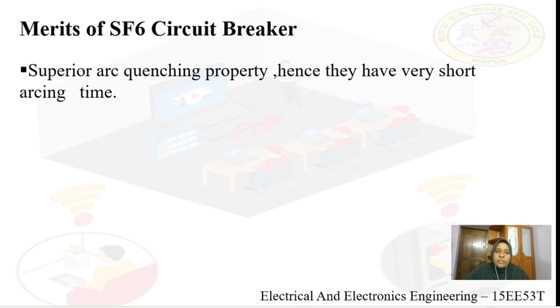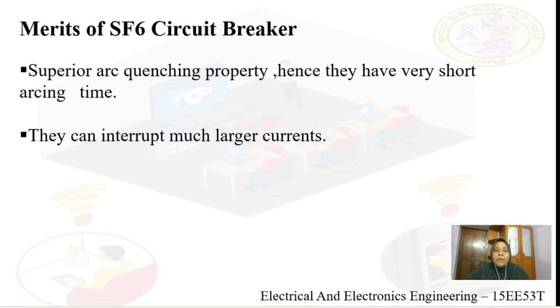Once they have a superior arc quenching property, the arc will not stay there for a longer time. So the arcing time will become very small when compared to oil circuit breakers or air circuit breakers. SF6 circuit breakers have very small arcing time. Once they have a shorter arcing time, it is an advantage. What is its advantage? You can interrupt much larger current. That is the second merit.